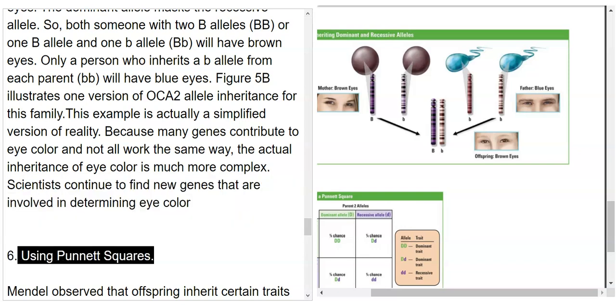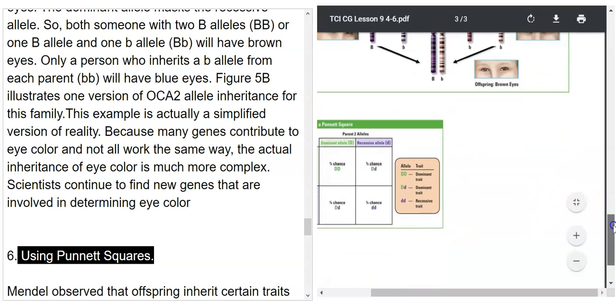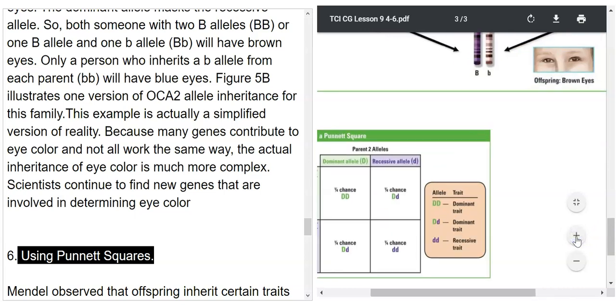Part 6, using Punnett squares. Here we go. We'll get it up here. We'll make it big. Sorry, I know this is getting long.